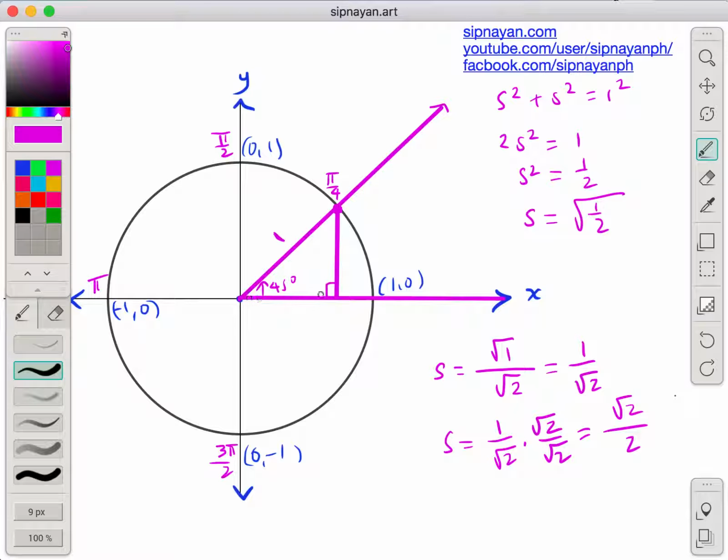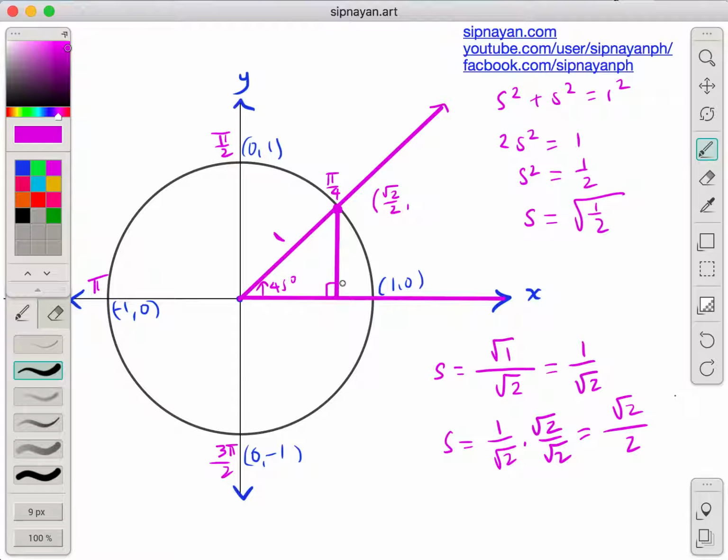So, ibig sabihin, from here to here is square root of 2 over 2. So, ano ngayon yung coordinate nito? Itong point na to, which is the same as the x coordinate ng point na to, which is the same as the x coordinate of point here. So this is square root of 2 over 2.